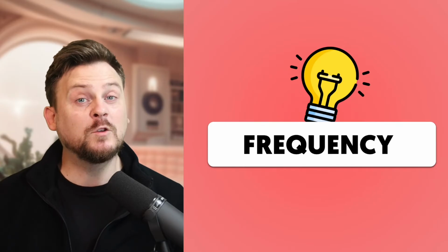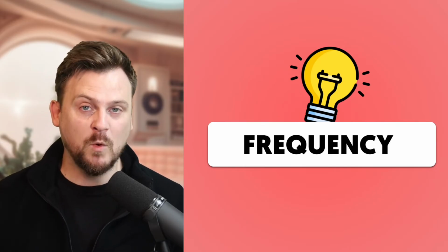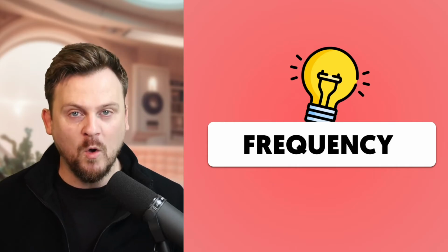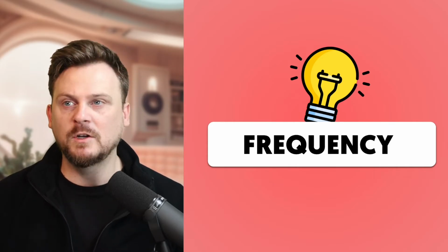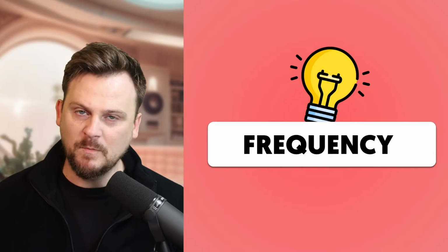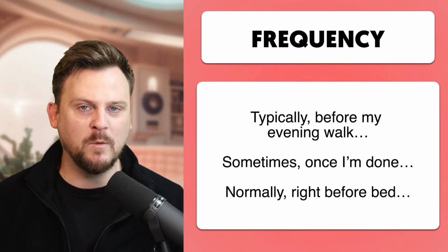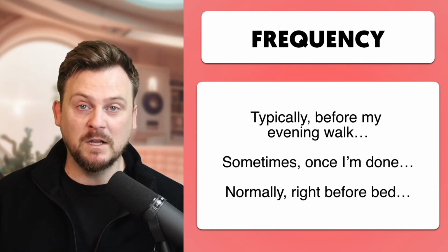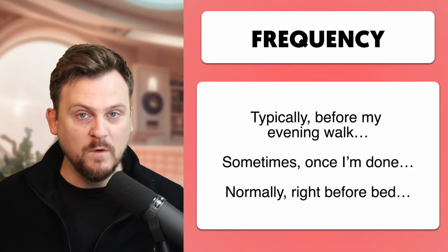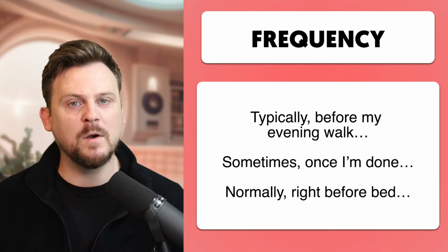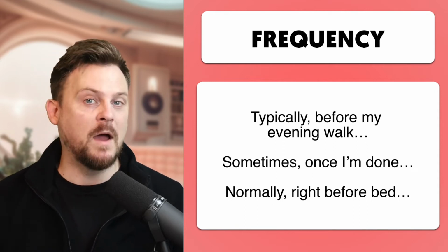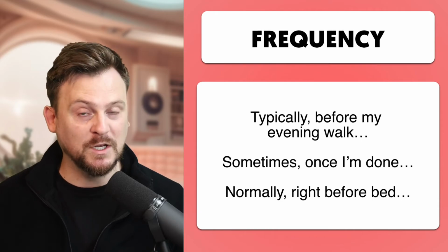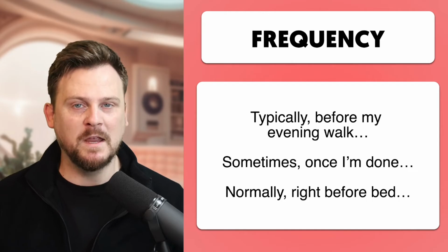Now let's talk about using frequency words. These are words like sometimes, always, never, usually, typically, right? So let's talk about how we could use these. And it's very similar, right? We can add it or remove it either way. Typically, before my evening walk. I could say before my evening walk, and that's exactly like the examples we just looked at. Typically, before my evening walk.